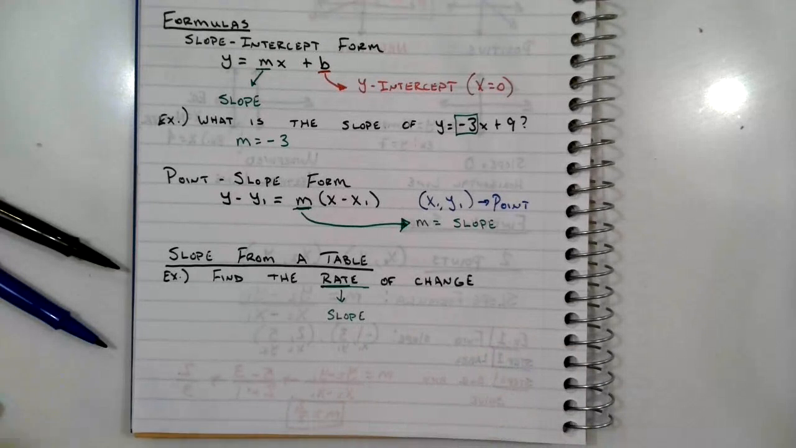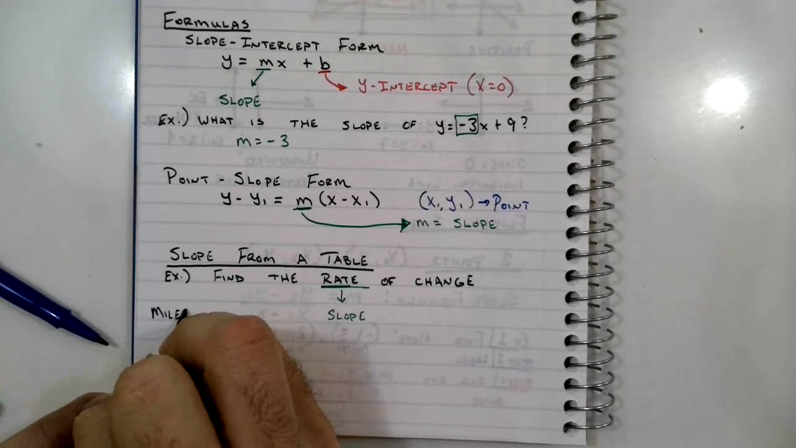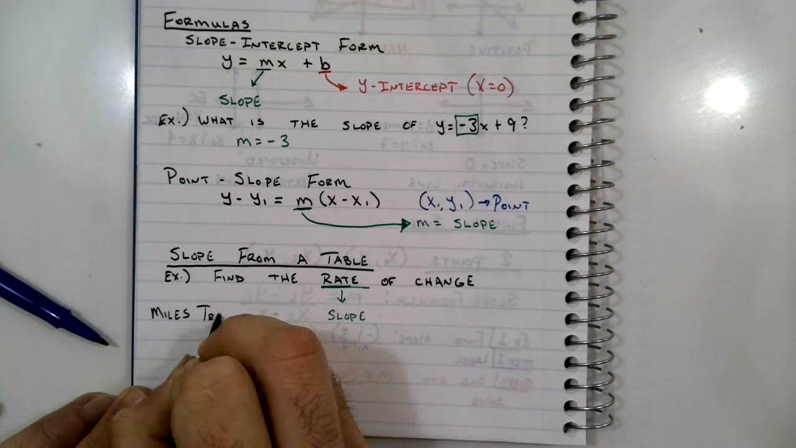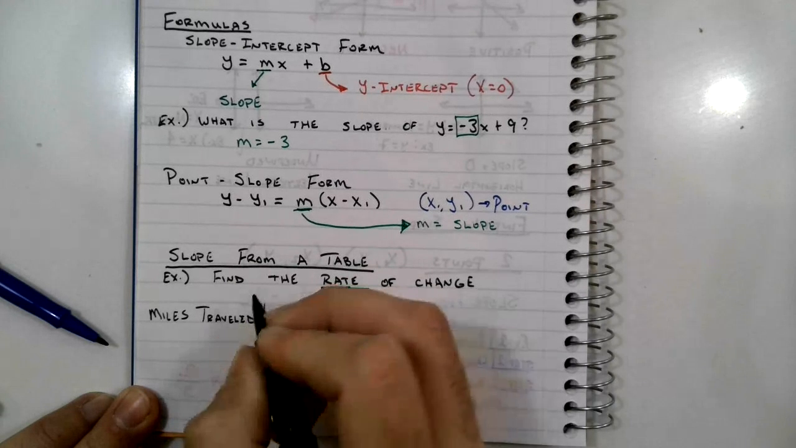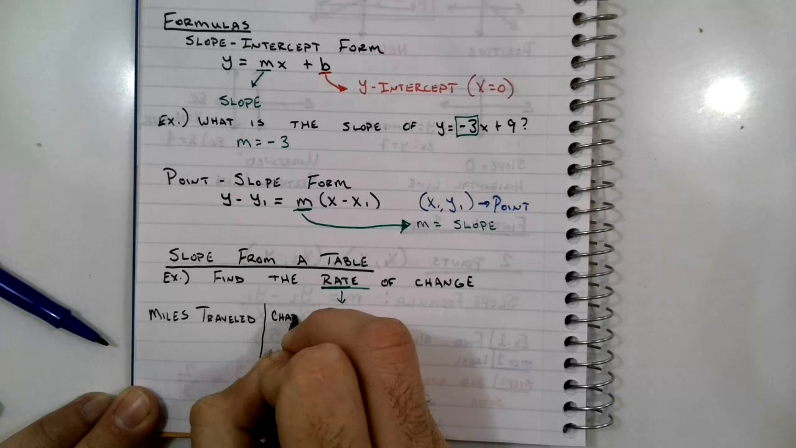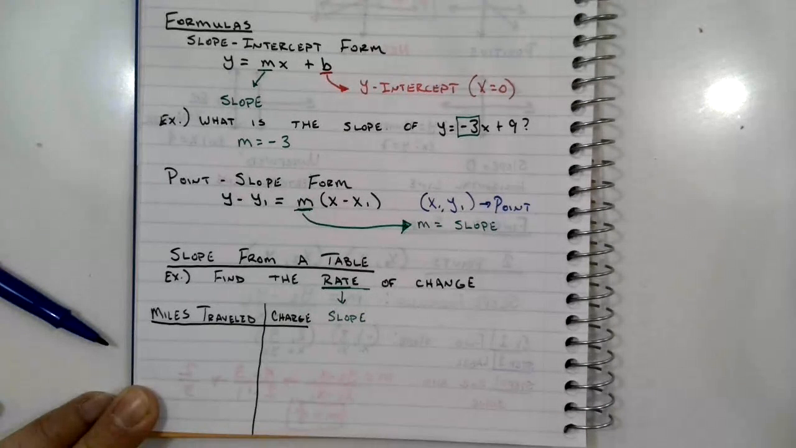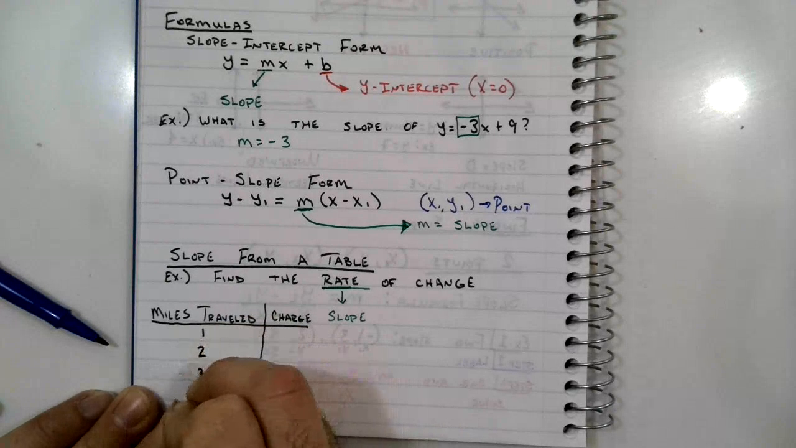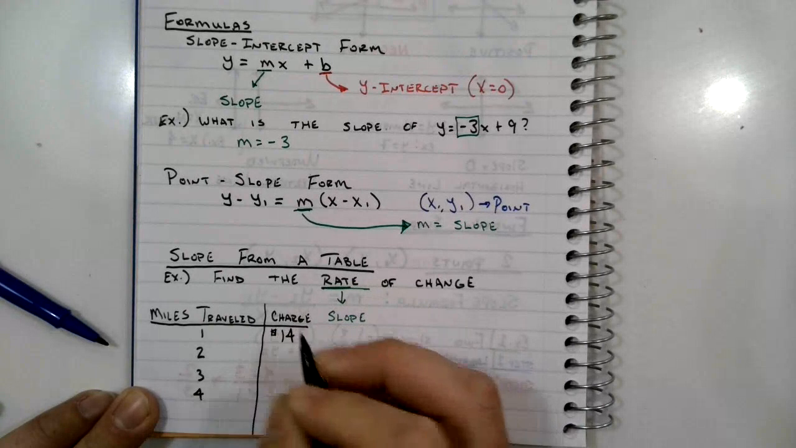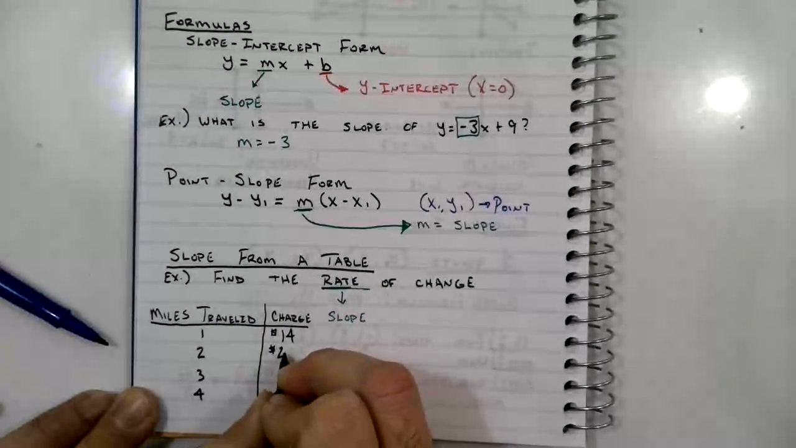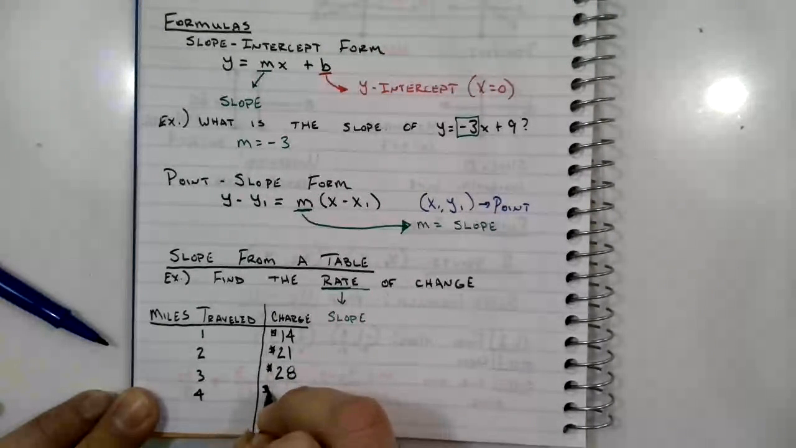All right, so our table could look something like this: miles traveled, and charge. So maybe we're like an Uber driver, that's how much we charge per mile. Okay, so we could say 1, 2, 3, 4 miles. And this one we're going to charge $14, $21, $28, and $35.